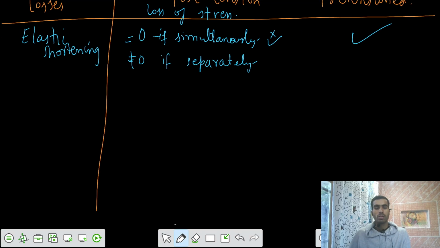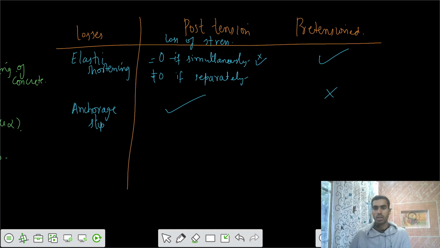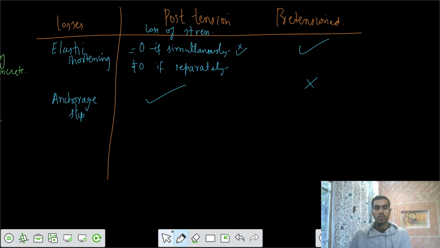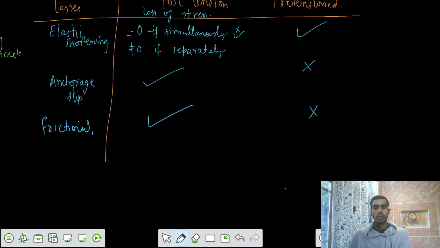The second kind of loss is anchorage slip. Is this possible in post tension? Yes, there is slip of the wire over the wedges, so this is possible. But for pre-tension it's not possible. The third one is the immediate one, friction loss. I would say this is 0 in pre-tension, but its value is there in post tension. After that we have the time-dependent losses.